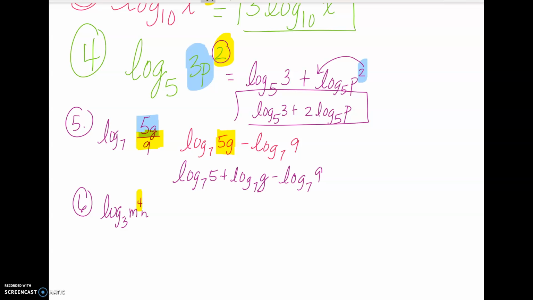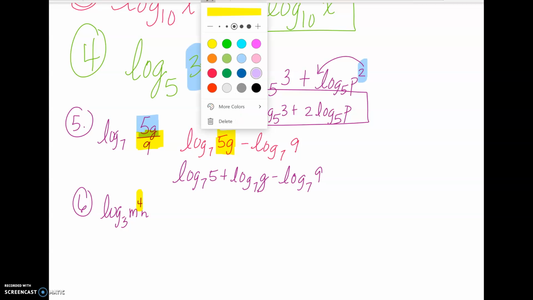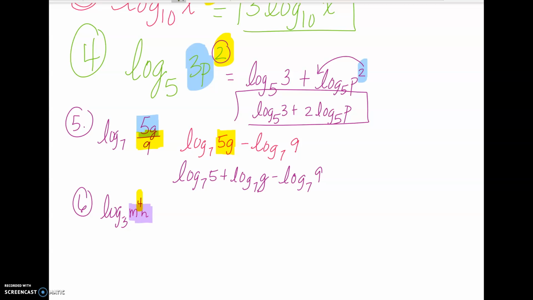So what do I have going on? A power. What else? I have a product going on. First we're going to do the product. The product means we expand by addition. So we get log base 3 of m to the 4th plus log base 3 of n. Now I'm going to take this power and put it out in front. So I get 4 times log base 3 of m plus log base 3 of n. And these aren't exponents on there. Remember, this is the little base, and then that's the value.